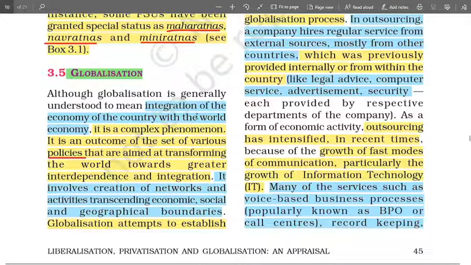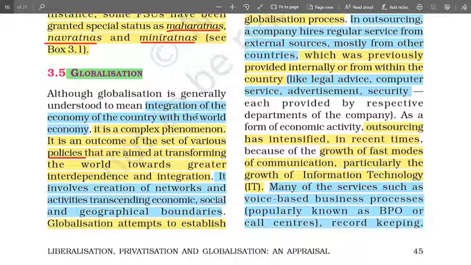Globalization means integration of the economy of the country with the world economy. Integration of one's economy with the rest of the world. So if we talk about India, we remember that in India we had policies which were restricted, policies on industries, on investment, and so on and so forth.